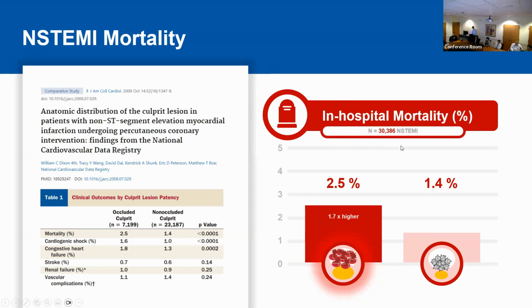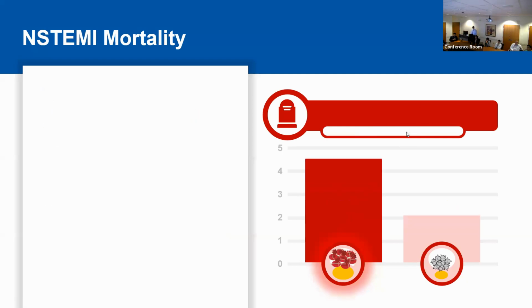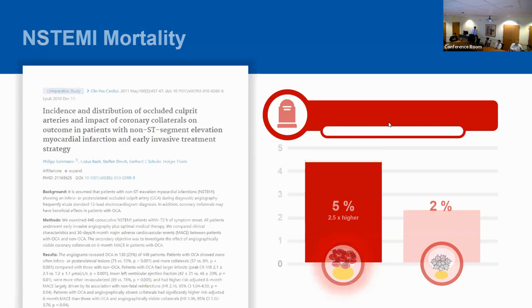And if we dive into the component trials, we can see that in the largest trial that comprised 30,000 NSTEMIs, there was a 1.7-fold increased risk in in-hospital mortality. A similar number was seen in a slightly smaller study of 2,000 NSTEMIs. And one trial even showed a 2.5-fold increased risk of 30-day mortality.